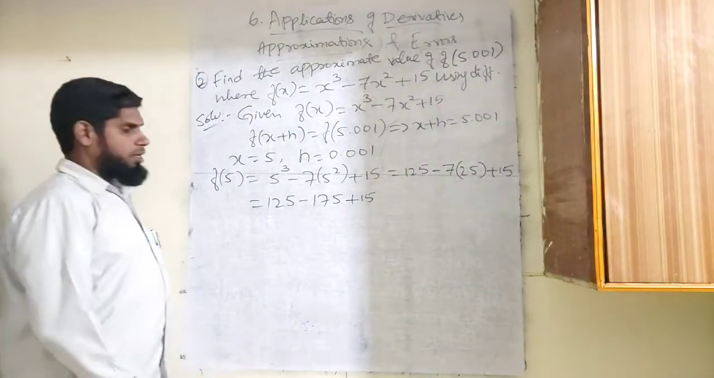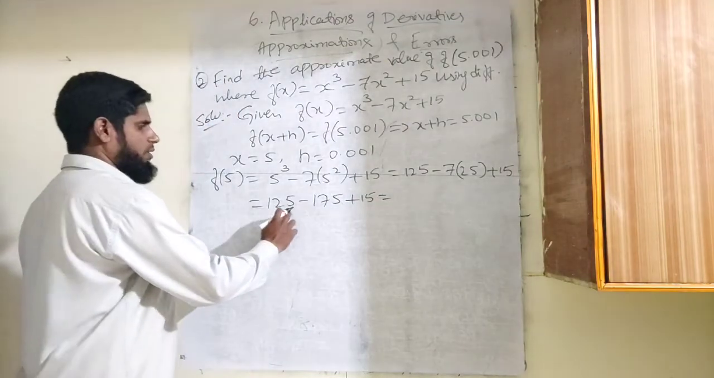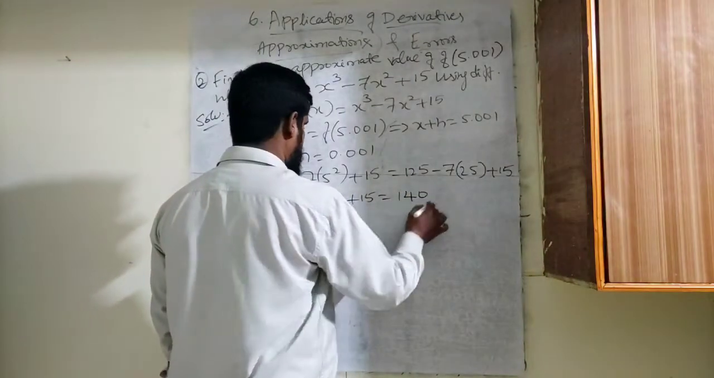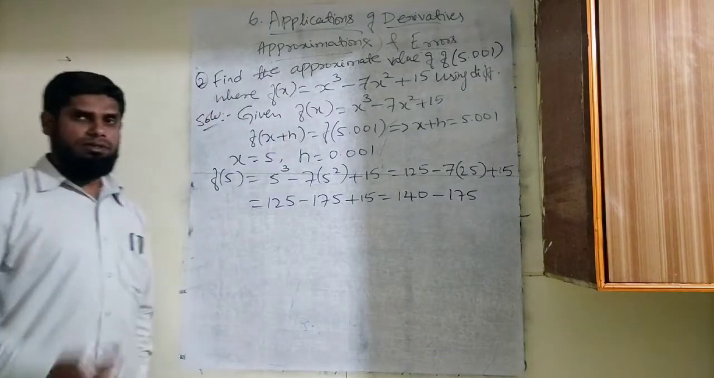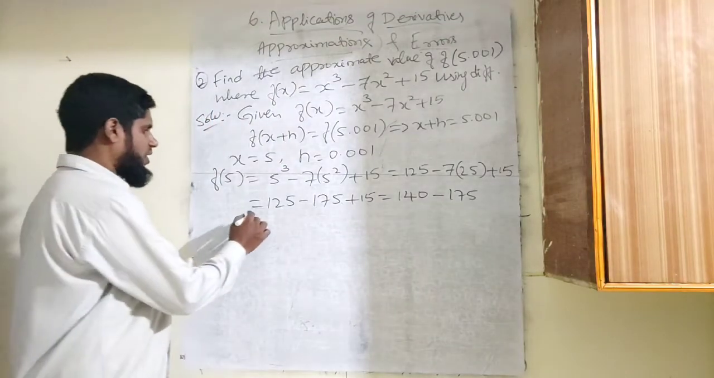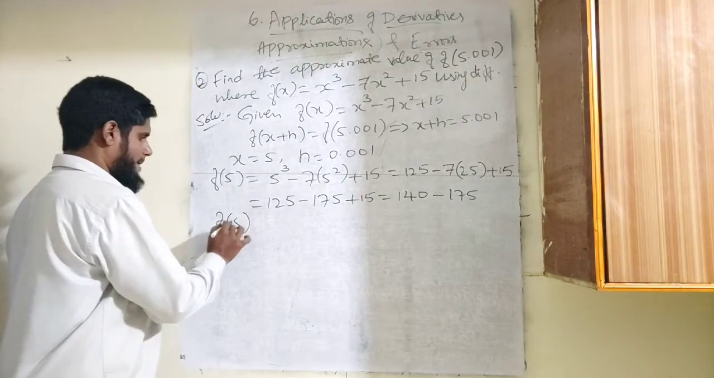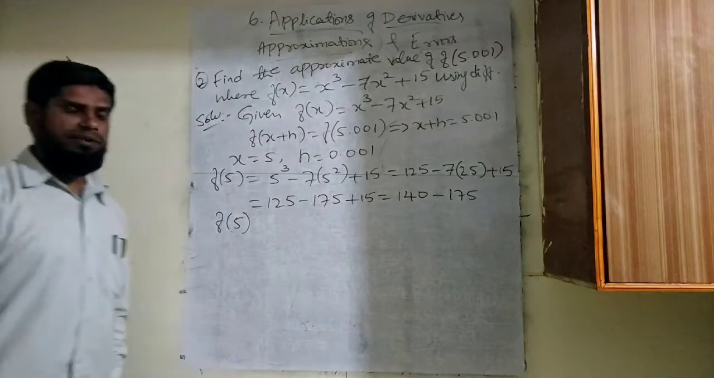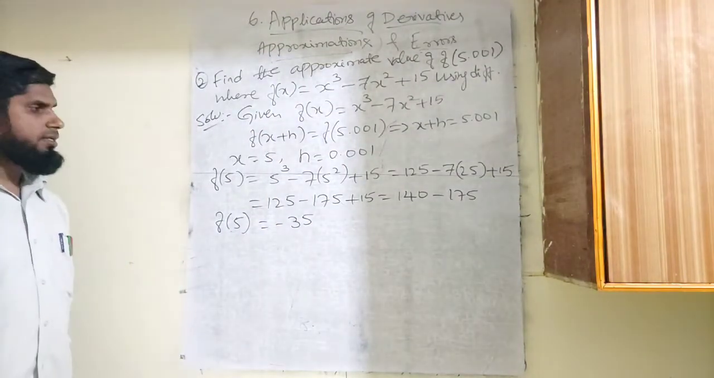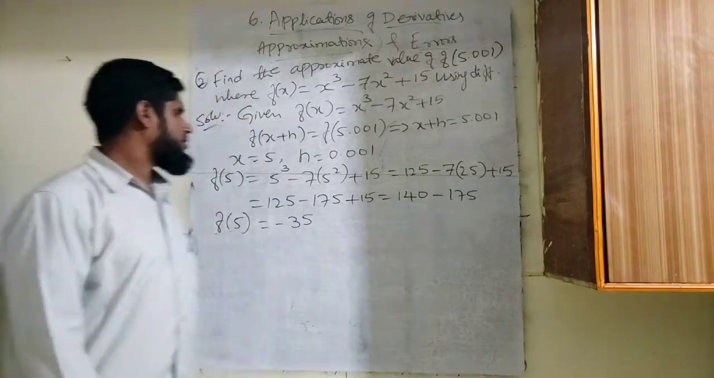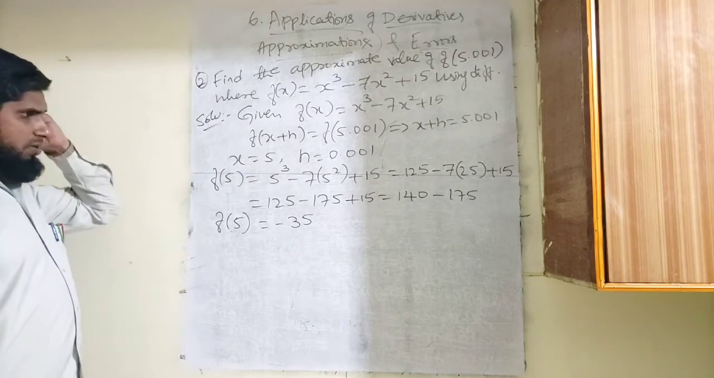Now, if I add these two quantities, I'll get 140 minus 175. So my f of 5 is 140 minus 175. It is minus 35. Just a minute.